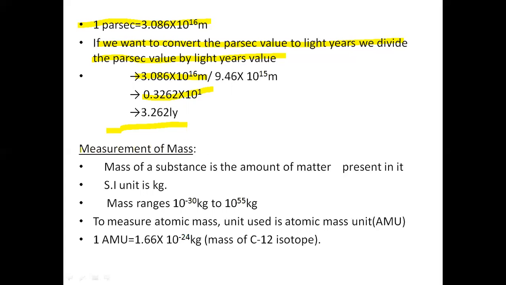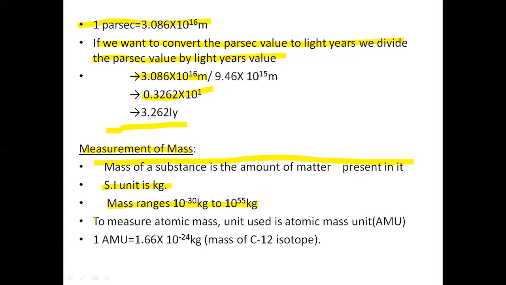The next concept is measurement of mass. What is the measurement of mass? The mass of a substance is the amount of matter present in it. I have already discussed this with you. The SI unit is kg, and the mass range I have also told you: 10 raised to minus 30 kg to 10 raised to 55 kg.